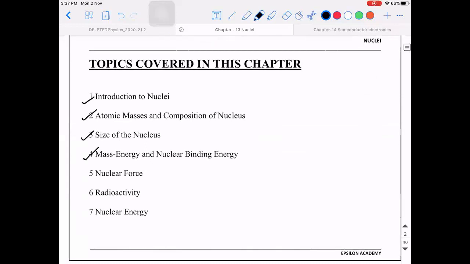Then we have a relation called the mass energy relation, which we have already seen, E is equal to mc square, proposed by Einstein, which is the energy mass equivalence relation. And there is something called nuclear binding energy. Then we have nuclear force. Radioactivity and nuclear energy are not there, so we need not worry about them.